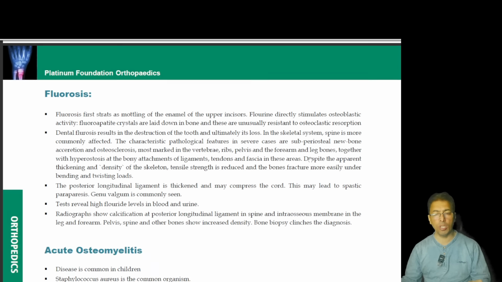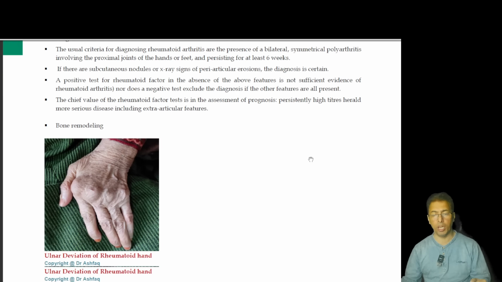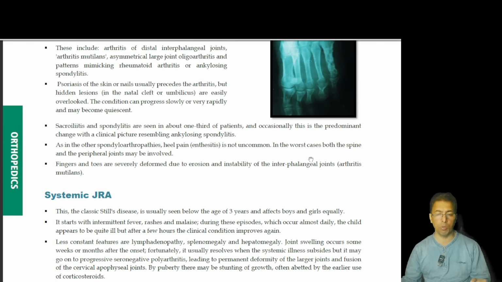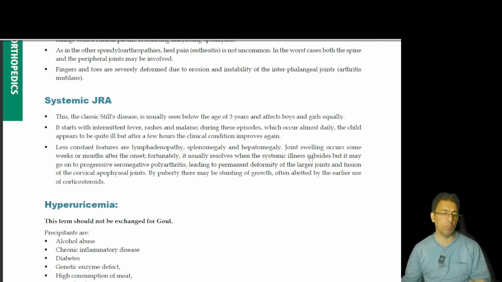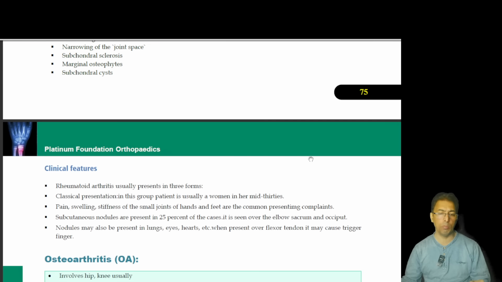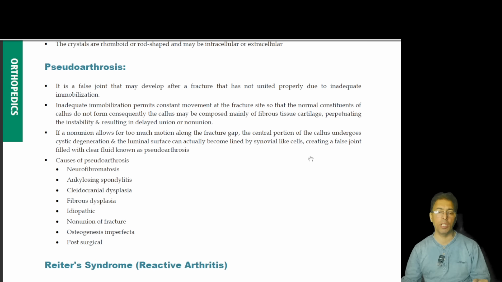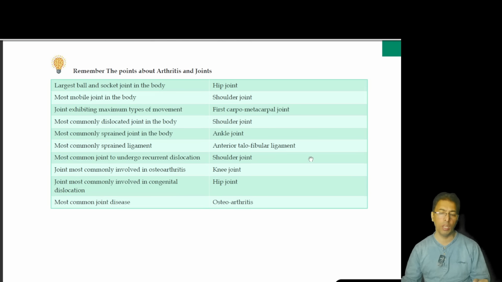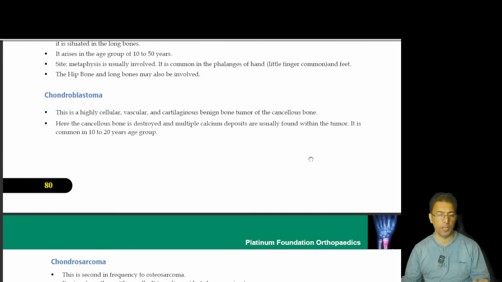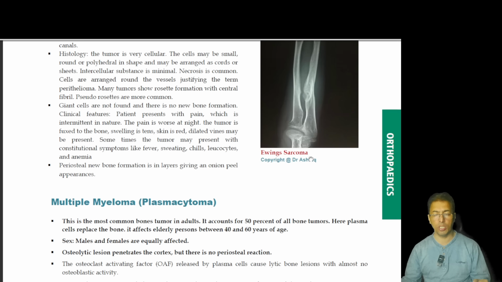Take the example of joints. What is the condition of the joints in the different types of arthritis: gonococcal, Charcot's, hemophilic, rheumatoid, osteoarthritis, gout, psoriatic arthropathy, systemic juvenile rheumatoid arthritis. All of which joints are affected, the hip, the knee joint, whatsoever. You cannot undermine the importance of the hip joint, the knee joint, the ankle joint. They are very important, but we have taken care to take the small joints into account as well: the wrist joint, the elbow joint, the shoulder joint, the metacarpal joints. So all these things are clubbed at a single place.